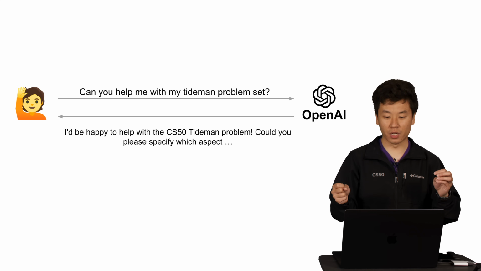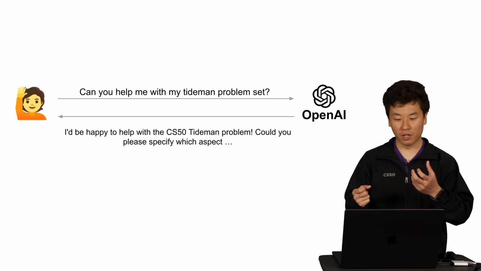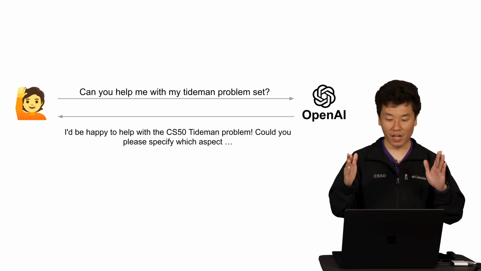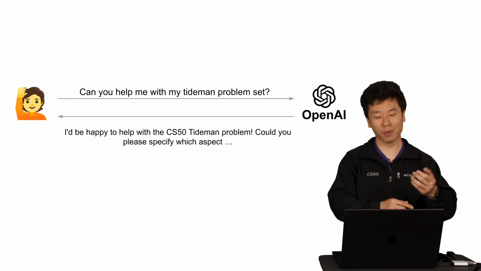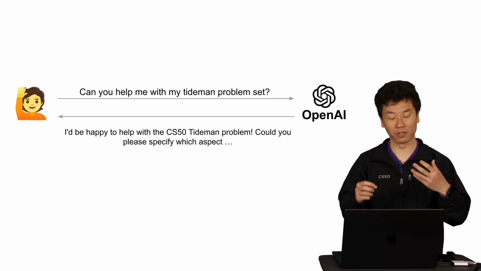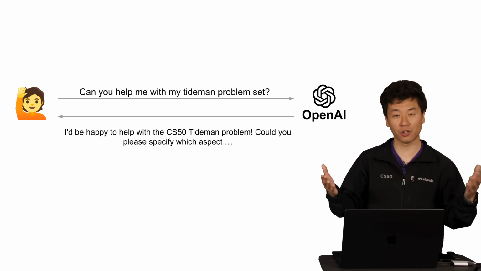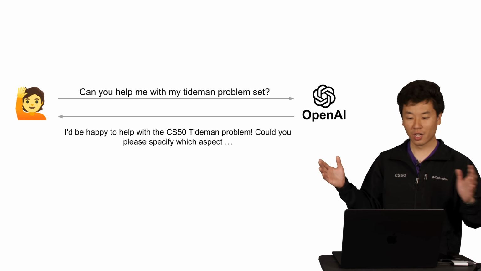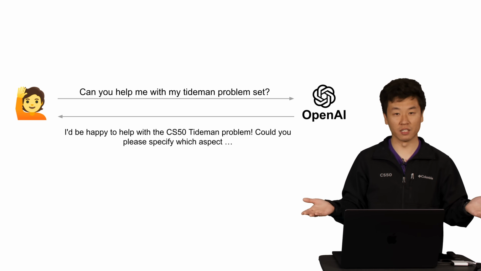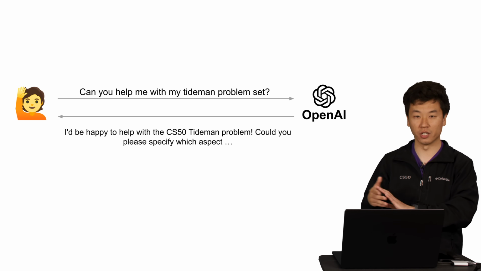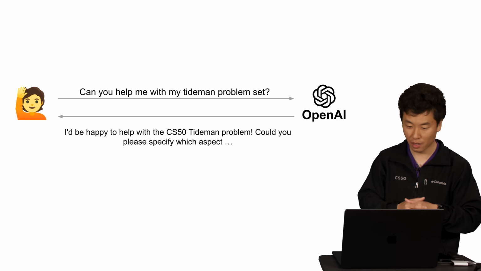Now, here you might wonder, why does the model actually know it's a CS50 Tideman problem set? First of all, Tideman problem set is a very iconic term on the internet due to the popularity of this problem set, I believe. And actually, when OpenAI trained the model, when it scraped the internet, it scraped our entire course content into their training data. So the model already has the knowledge of CS50. That's considered the internal knowledge that the model has. So it naturally understands what this question means.